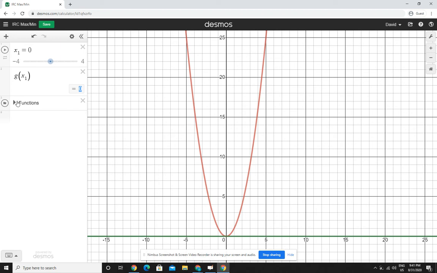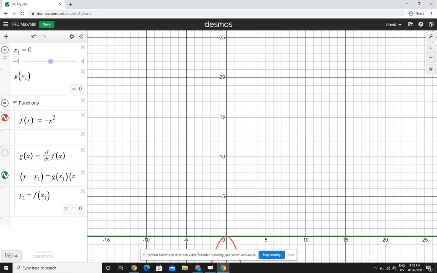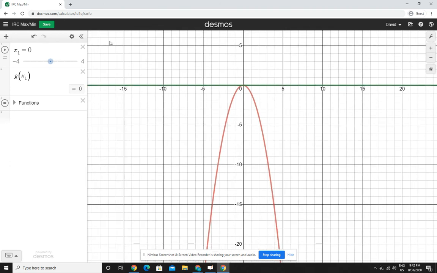I'm just going to change our function a little bit. I'm going to make it y equals -x squared, so that we can have a look and see what happens. And as you can see here, the same sort of thing happens. Let's just go through that same process.